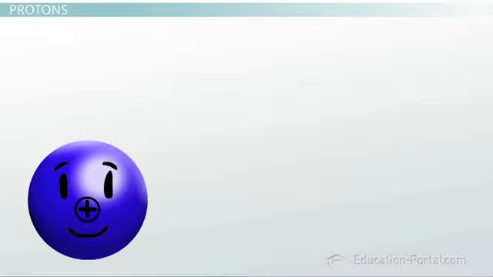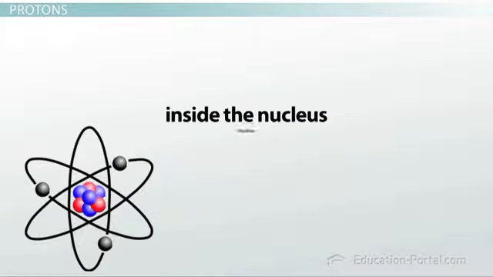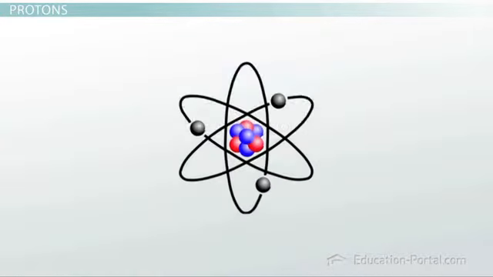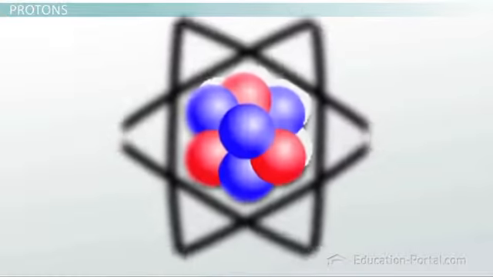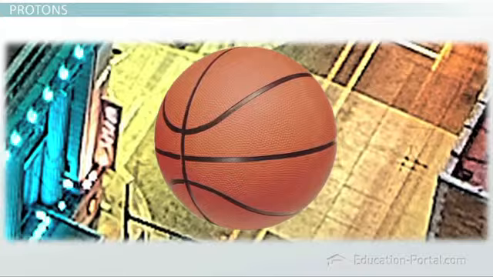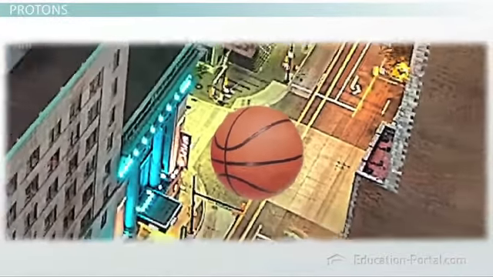The final feature of a proton is that it is tucked away inside the nucleus of the atom. The nucleus is the very tiny, dense region in the center of an atom. The nucleus is so tiny that if the nucleus were the size of a basketball, the rest of the atom would be the size of a large city.